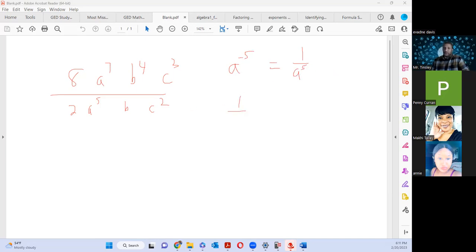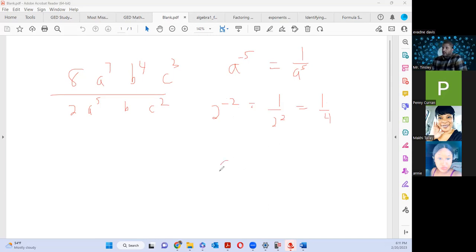1 over 2 to the negative 2nd will be 1 over 2 squared, which is 1 over 4. So if you notice, I'm going to give you a nice little trick. Reverse the orientation. So, for example, a to the negative 5th is on top. You put it on the bottom. You change the exponent sign.